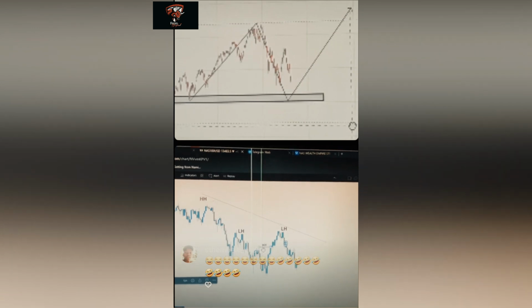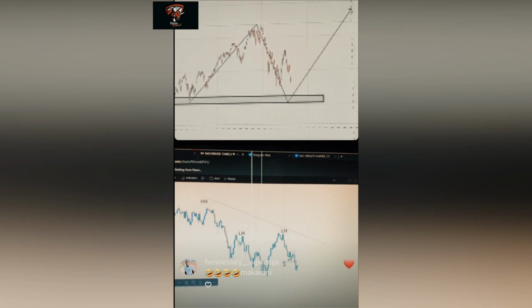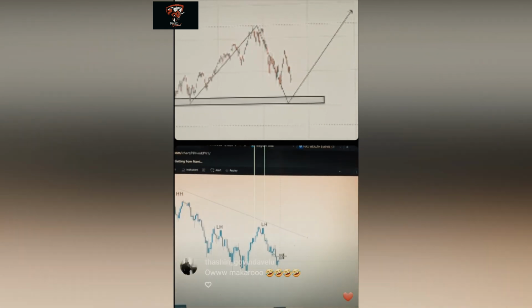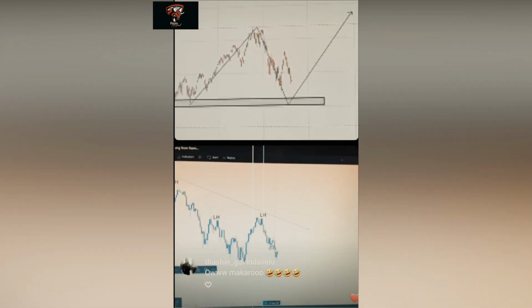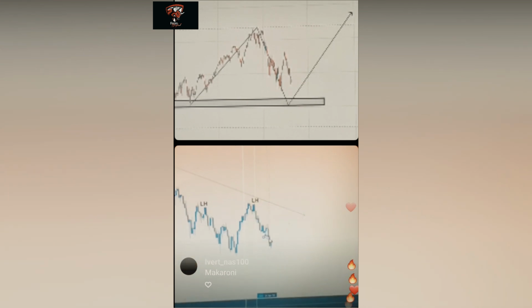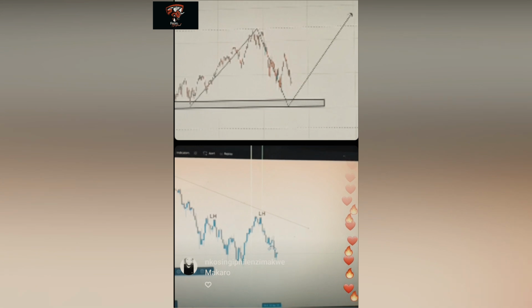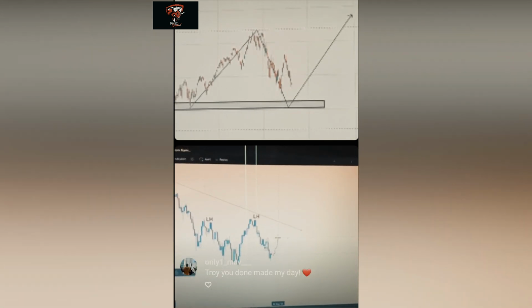Let me just remove this break of structure. This is my break of structure here. This is my break of structure for a sell. So when I find my break of structure, I'm looking for the market to do a pullback. I'm looking for the market to do a pullback. I'm not trading against the trend.